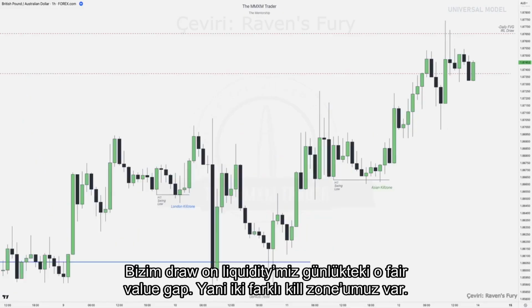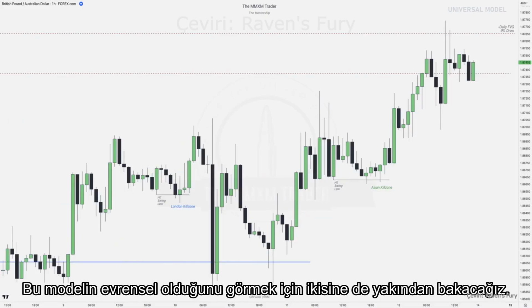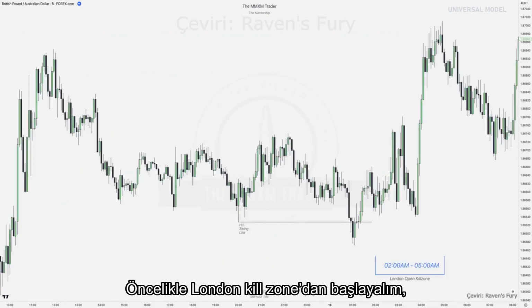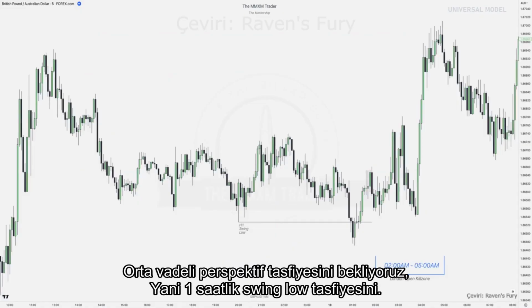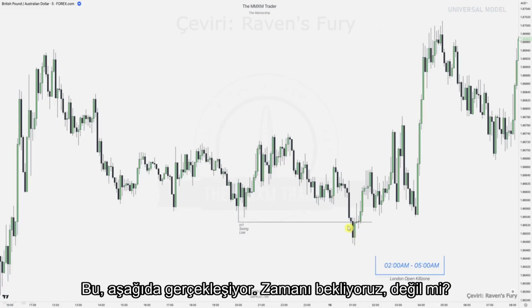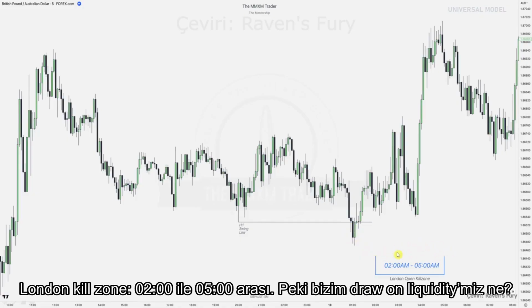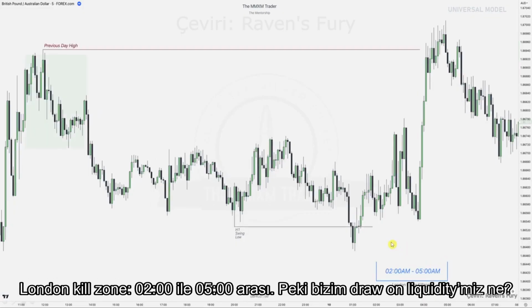So we got two different kill zones, so we'll zoom in on both of them to see that this model is universal. So let's first off start with London kill zone, right? So we wait for that intermediate term perspective purge, right? That 1-hour swing low purge. It happens down here. We wait for time, right? London kill zone, 2 a.m. to 5 a.m.